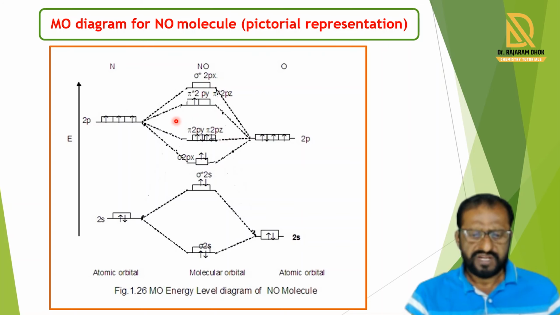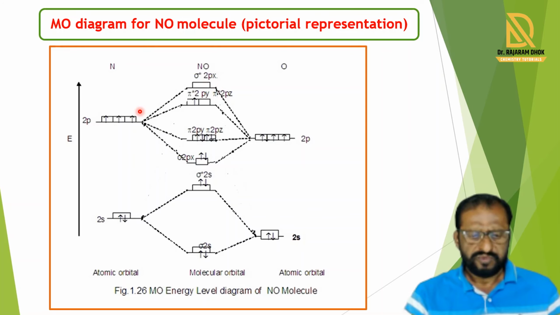Now the antibonding molecular orbitals are formed in a similar way to the bonding molecular orbitals, but in this case the wave functions of the atomic orbitals are different. So the 2px atomic orbital of nitrogen and the 2px atomic orbital of oxygen, when their wave functions are different, form the sigma star 2px antibonding molecular orbital, and its energy is the highest of all the molecular orbitals.